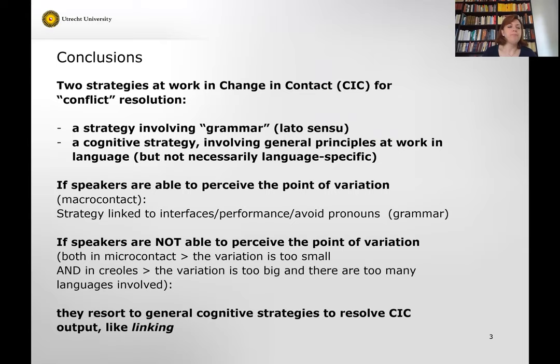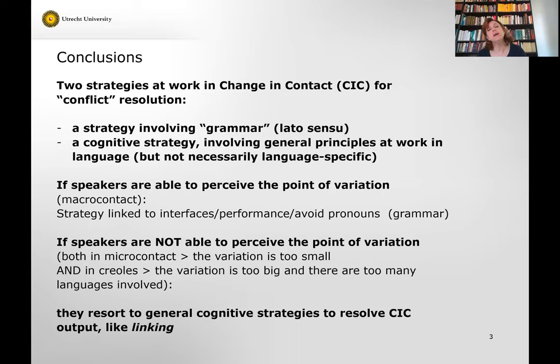I would like to start from the conclusions of this talk. What we noticed is that there are at least two strategies at work in changing contact, and in the resolution of conflicts, based on our study of heritage languages. One strategy, the one commonly invoked in heritage studies, involves grammar, in the sense that it involves whatever concerns the faculty of language: the contact between two different languages, the typological similarities among the languages in particular, and some language-specific factors.